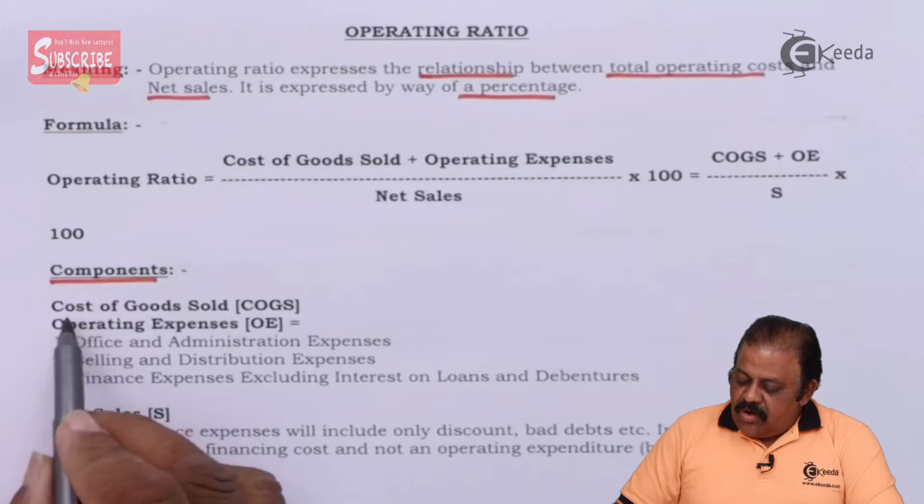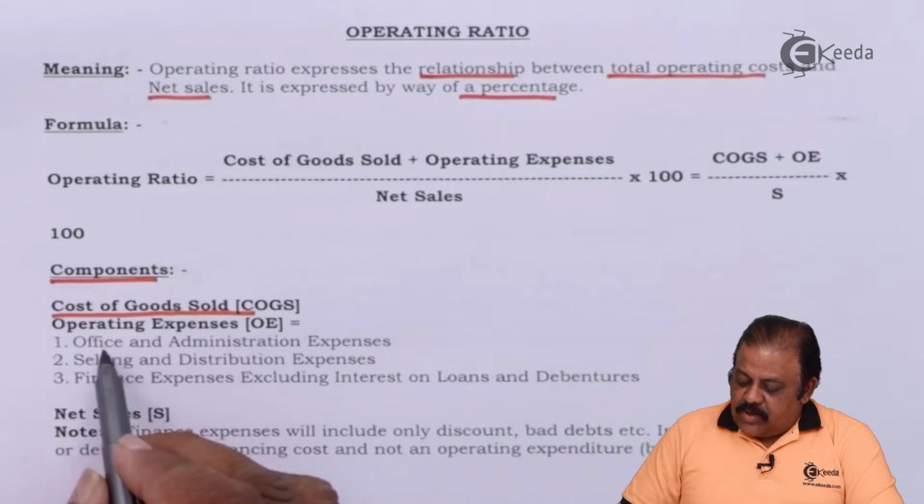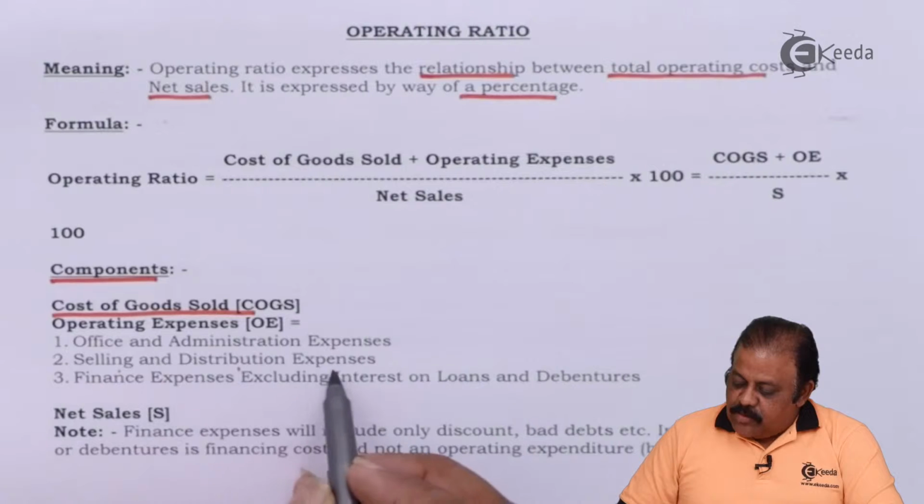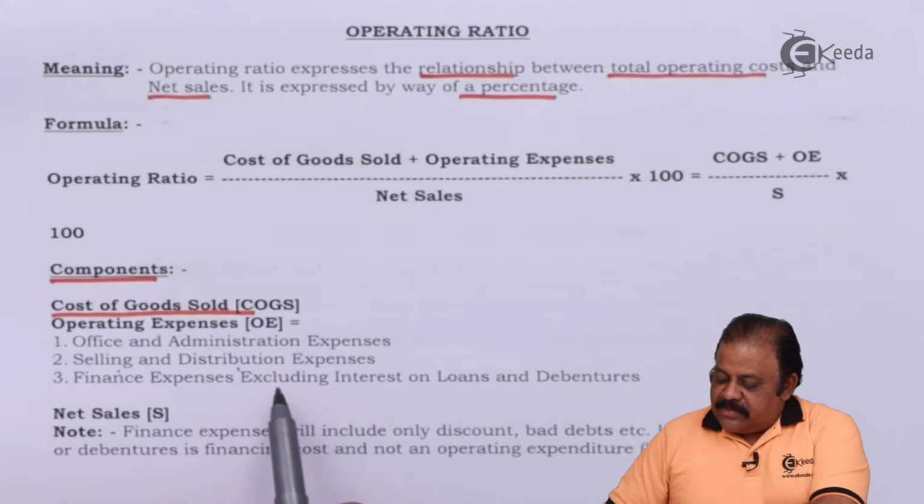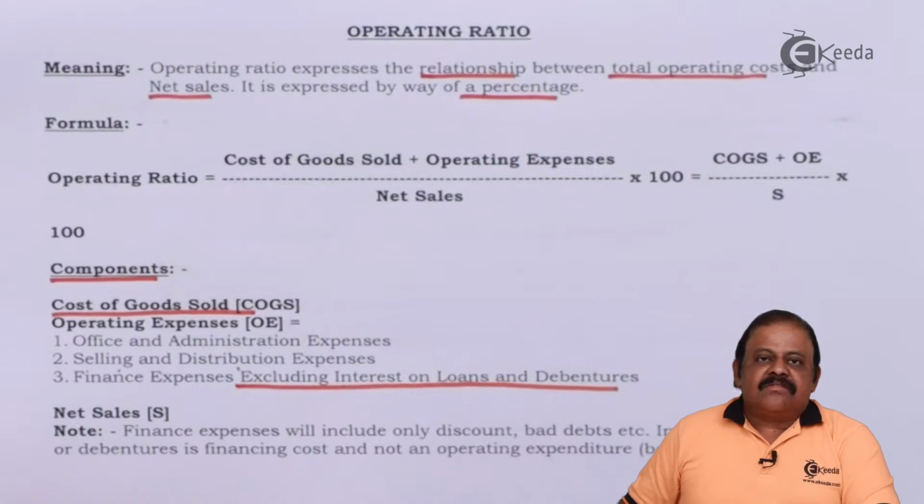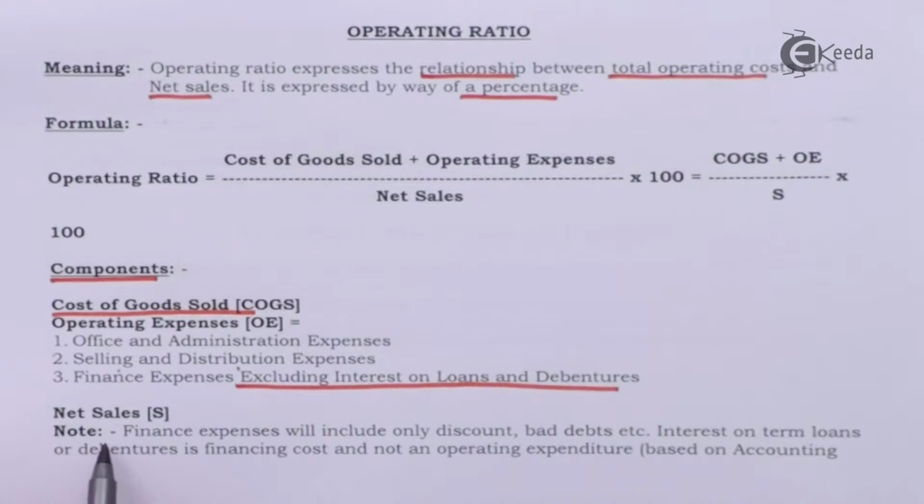Components: cost of goods sold; operating expenses, which are office and administration expenses, selling and distribution expenses, and finance expenses excluding interest on loans and debentures; and net sales. Net sales means gross sales minus returns.